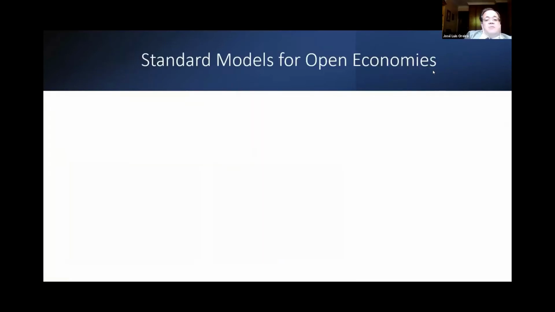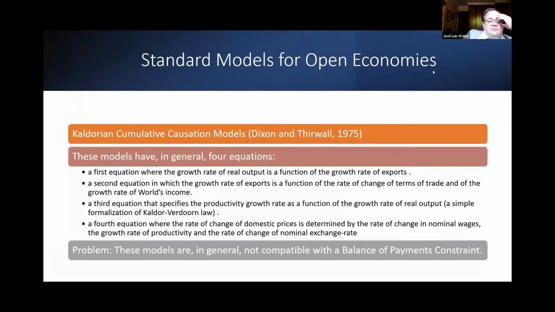Well, now the standard models for open economies. I think that the first standard model is the Kaldorian cumulative causation models, whose seminal paper is the Dixon-Thirlwall paper of 1975. These models have in general four equations.